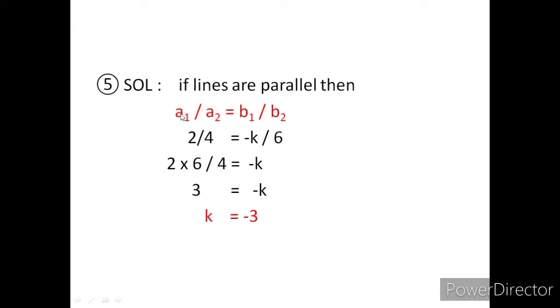A1 is nothing but x coefficient in first equation, that is 2. A2, x coefficient in second equation, that is 4. Here B1, y coefficient in first equation, it is nothing but minus K. Here B2, the y coefficient in second equation, it is nothing but 6. Thereafter, by cross multiplication, you have 2 into 6 by 4 is equal to minus K. So here, after cancellations, 2 sixes are 12, 12 by 4 is nothing but 3, 3 is equal to minus K, but actually we have to get the value of K, therefore K is equal to minus 3, isn't it?